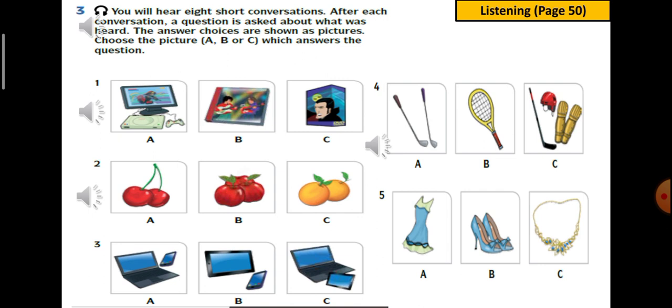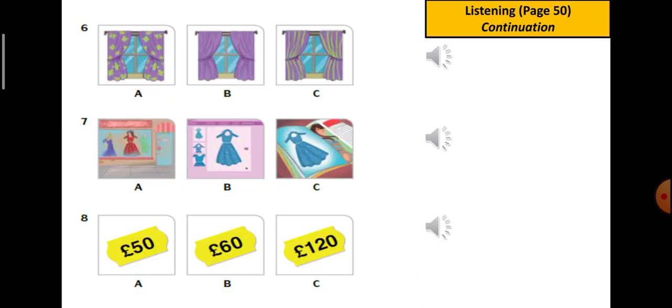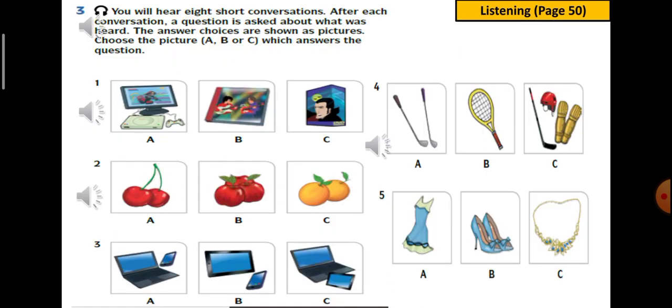Right? So, as you can see in front of you, you have 8 sets of pictures. Okay, number 1 to number 8. All right? Before we begin our listening activity, I would like to give you a tip, okay, which you can use for your future listening activities as well. You can also apply it in your listening tests.